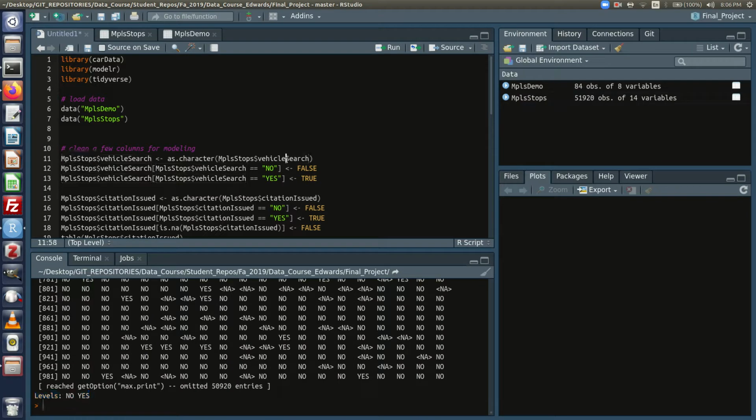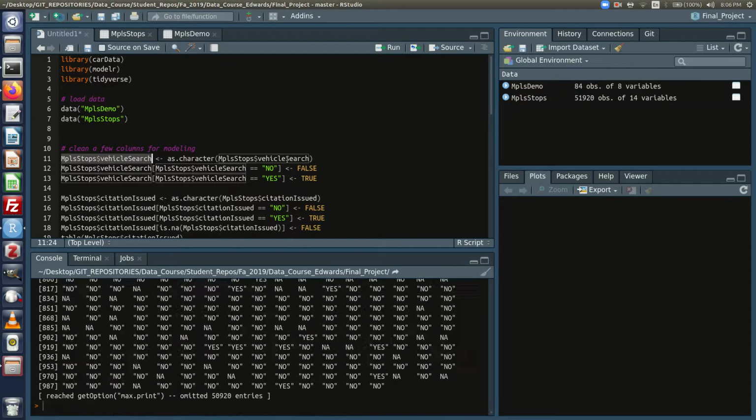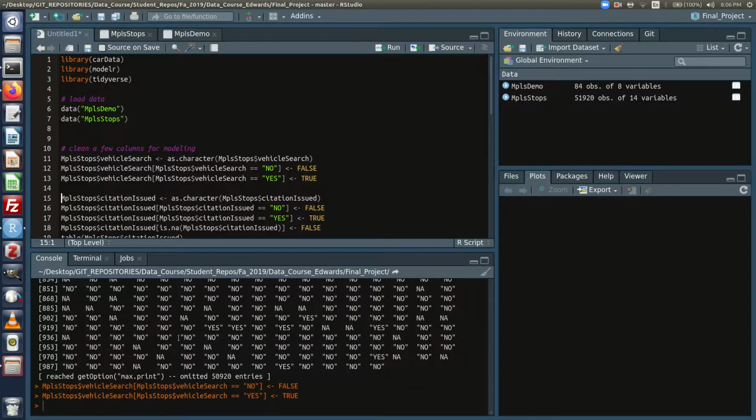So first off, I'm going to convert to a character. Look at that again. There, we got our character. I'm going to take that column, the ones in that column that are equal to no, and turn that to false, and then do the same for yes and true.